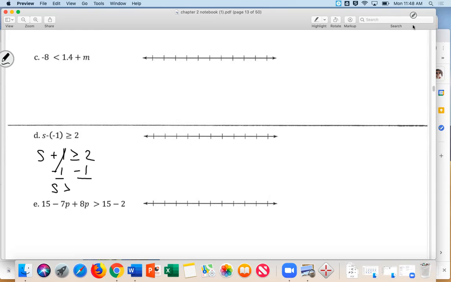So 2 minus 1 is 1. So Kimmy, I just put 1 in here. 1, 2, 3, 4, 5, 0, -1, -2, -3, -4. Open circle. I'm eating the variable, so I shade to the right. All right.